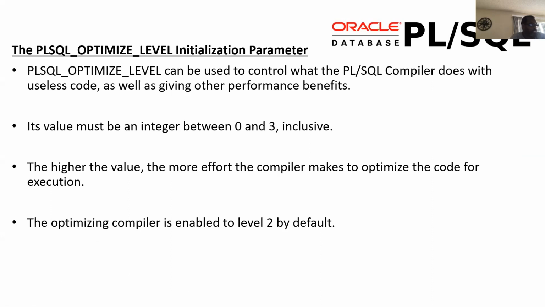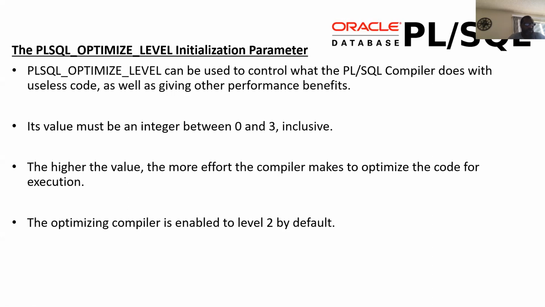All right, so the next initialization parameter is the optimization level, PLSQL_OPTIMIZE_LEVEL. This can be used to control the compiler and its levels of performance. The settings of the parameter go from 0 to 3, inclusive, meaning that it can be 0, 1, 2, or 3. The higher the value, the more effort.